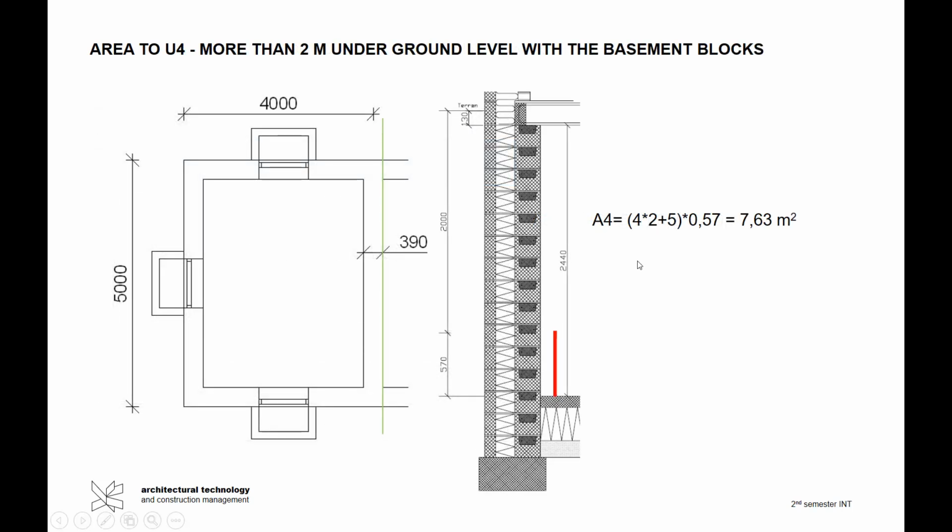So now I just need to calculate the area of A4, and that's when I'm below 2 meters underground. So this is my height I have here, and then I have the perimeter around here. So 4 times 2, right, because I have 2 times, plus 5. And then times the height, which I have over here, 0.57. So the total area is 7.63 square meters. So now I have everything that I need to calculate my U value.